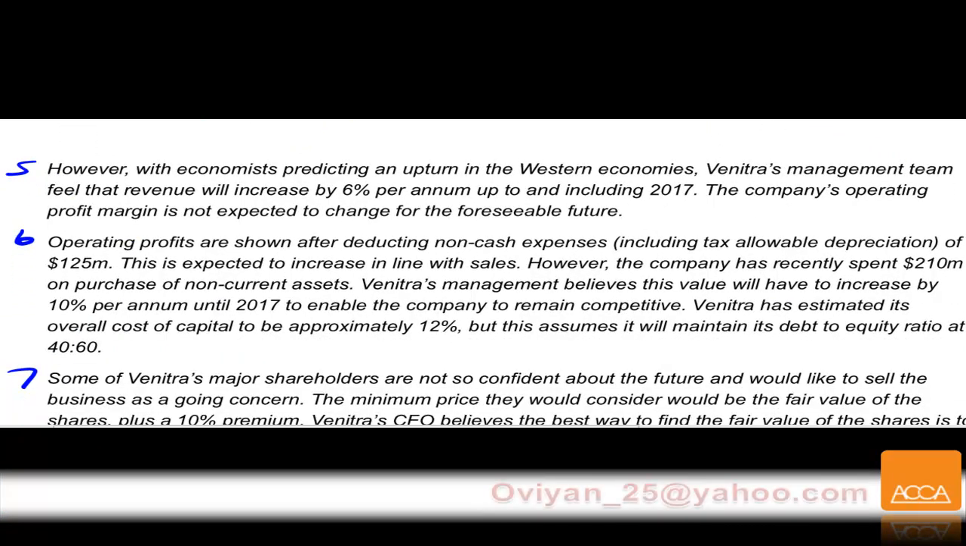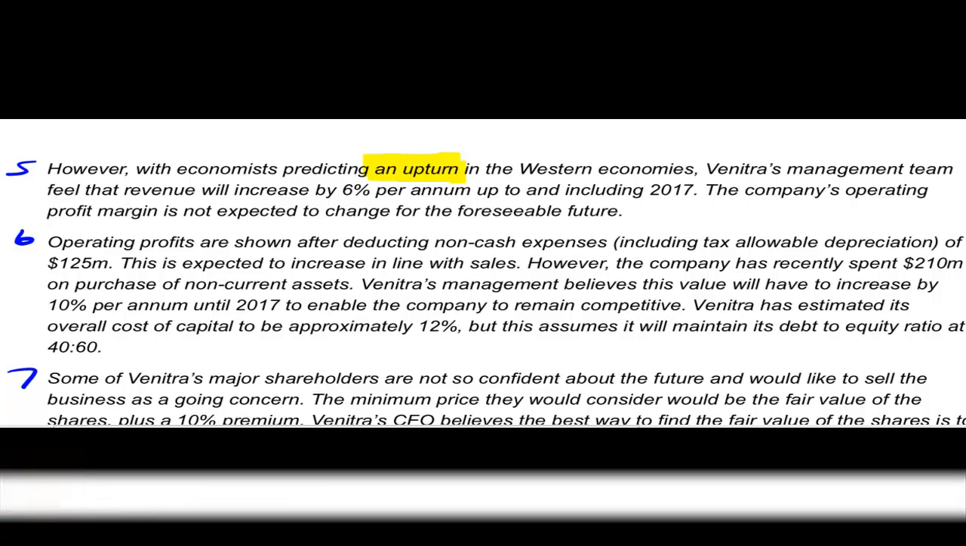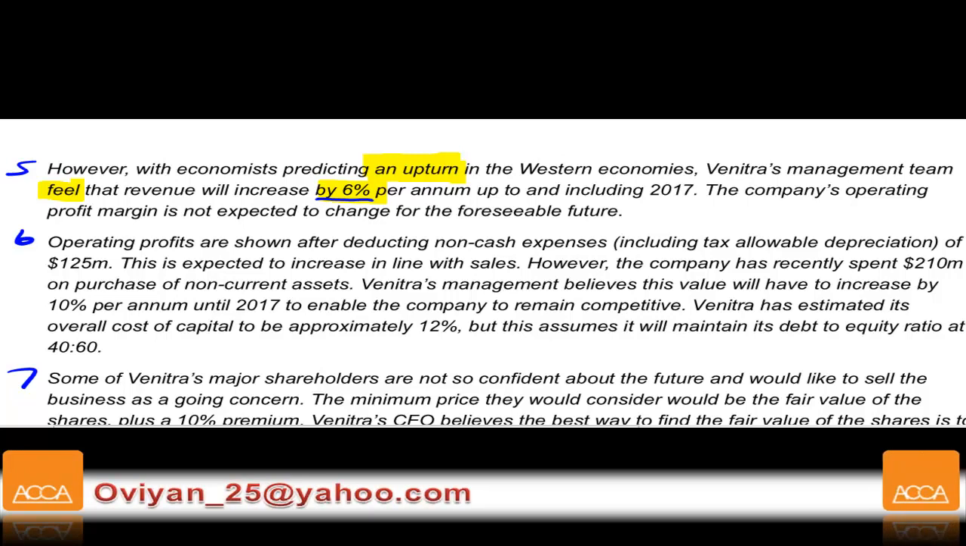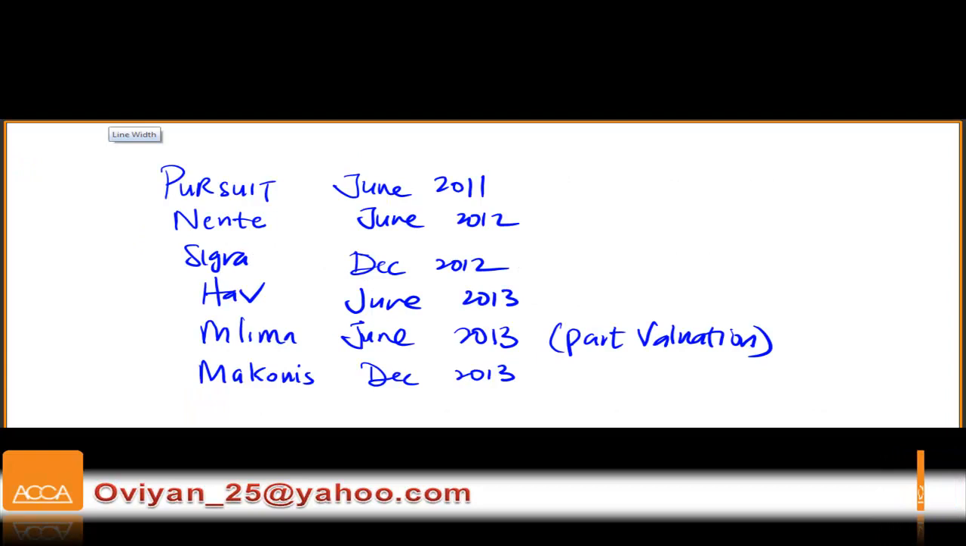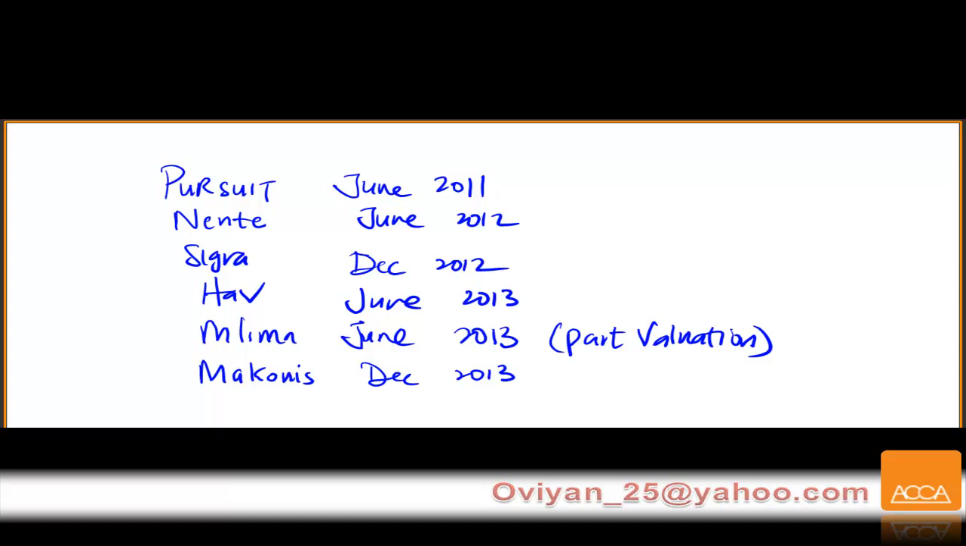Now, paragraph number 5. However, the economists are predicting an upturn. So we are told that the bottom has been reached. It's no longer bottom, it's going to go on an upward trend now. The Western economists and Venitra's management team feel that the revenue will increase by 6%. Now they are telling us the revenue growth of 6%. If you notice in a few questions of this type, they do not give you the growth rate. They will tell you to find the growth rate.